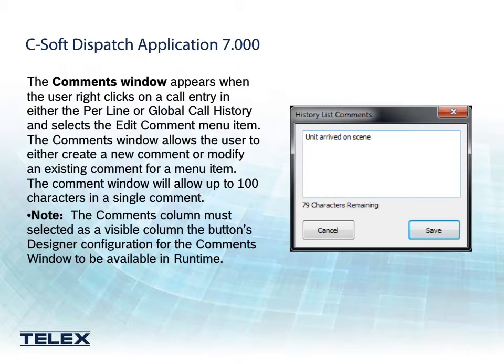New to both the per-line and global call history windows is a comments area. When the user right-clicks on a call entry in either window, the comments window appears. The comment window allows the user to either create a new comment or modify an existing comment for a selected item. The comment window will allow up to 100 characters in a single comment. Note, the comments column must be selected as a visible column in the designer's buttons configuration for the comments window to be available in runtime.